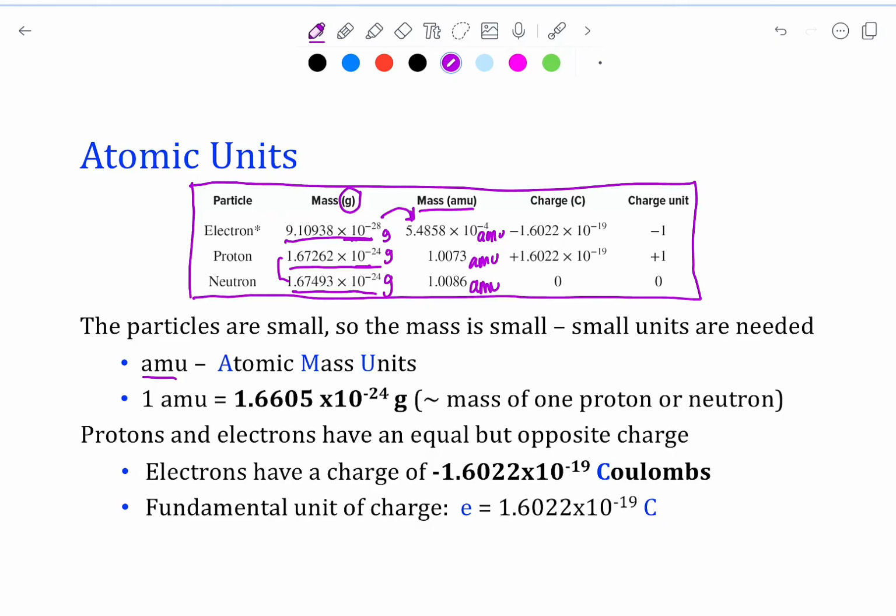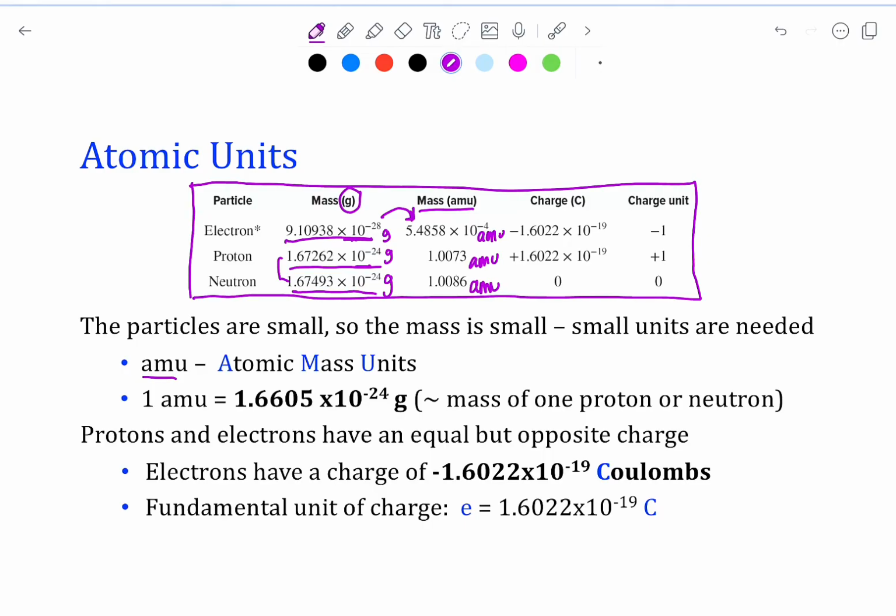Then looking at the charges, well, we know that electrons have a negative charge of negative 1.6 times 10 to the minus 19. And in order for the entire atom to be neutral, it has the same number of electrons as it does protons in order to balance out the charge. Therefore, the protons have to have the same charge as the electron, only positive. So the charge of a proton is positive 1.6 times 10 to the minus 19. And a neutron is electronically neutral, so it has a charge of 0.